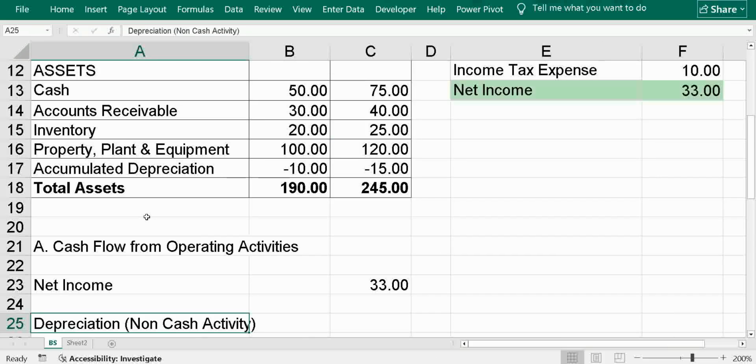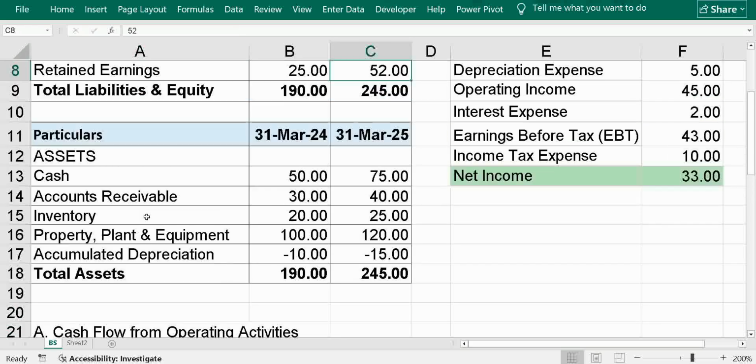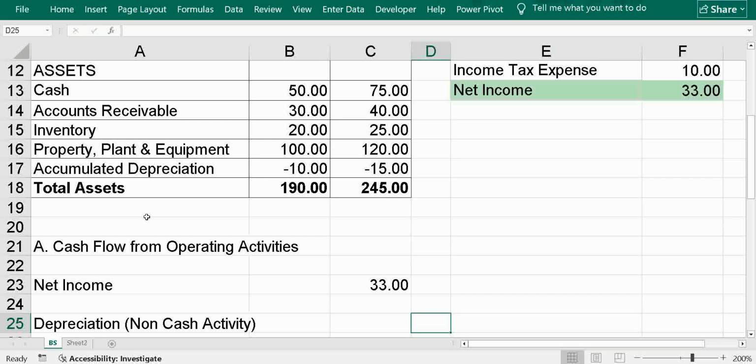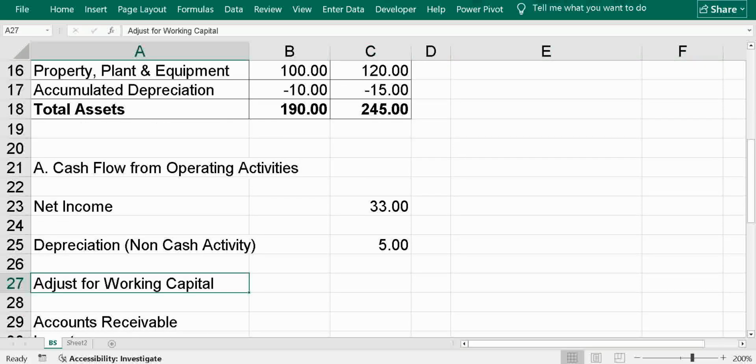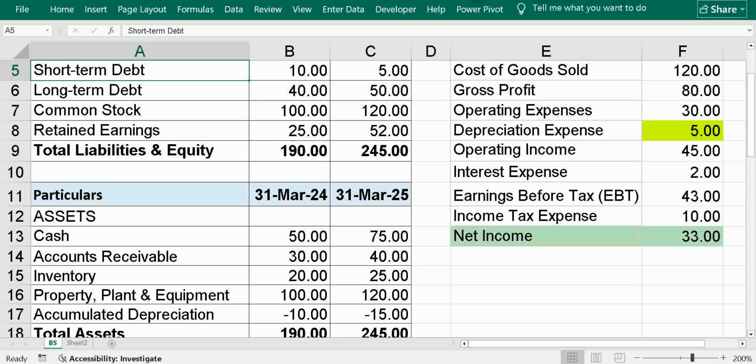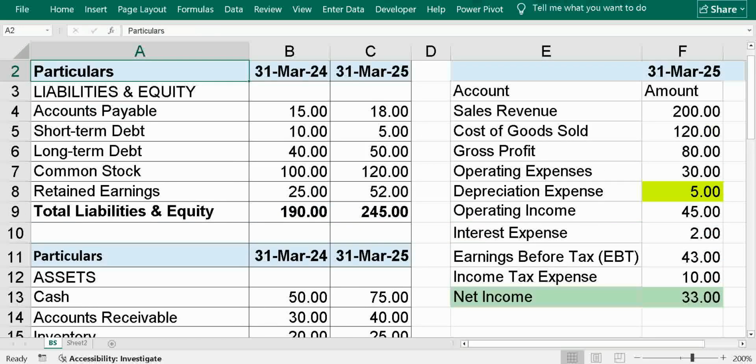We have to add depreciation. Depreciation is available in profit loss account, 5 lakh. Okay. Adjust for working capital. First we have to take care of current assets. Any changes in current assets we have to take care.